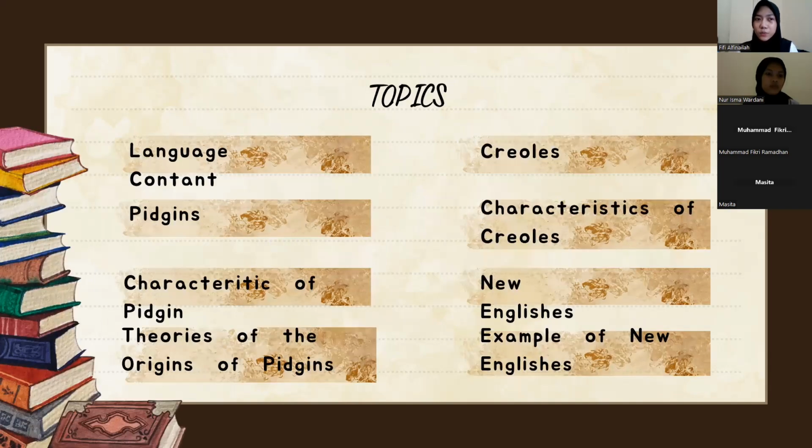Okay, in today's presentation, there are 8 topics that will be discussed. The first one is language contact, Pidgins, characteristics of Pidgins, theories of origin of Pidgins, Creoles, characteristics of Creoles, New Englishes, and examples of New Englishes.